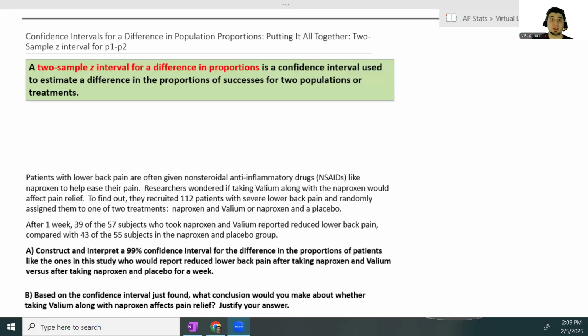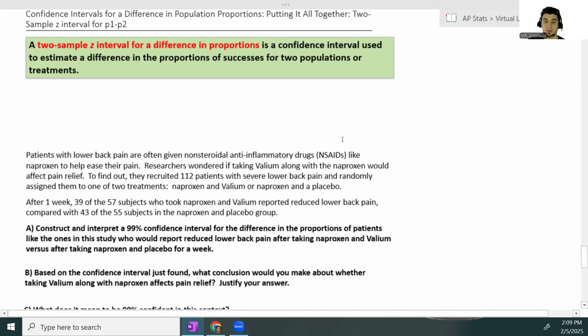All right, guys. So in this video, we're going to put it all together and actually do a full construction of a confidence interval for two samples and a difference of their population proportion. We'll call this a two sample Z interval for the difference in population proportions. And this is a confidence interval used to estimate, as you probably guessed, a difference in the proportions of successes for two populations or treatments.